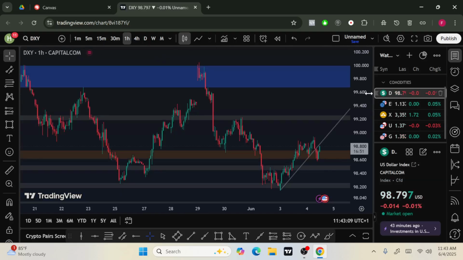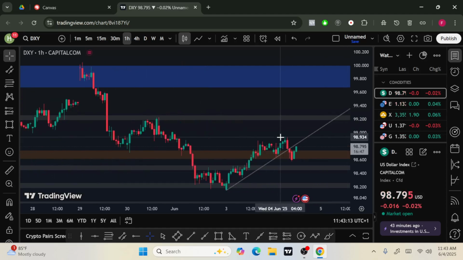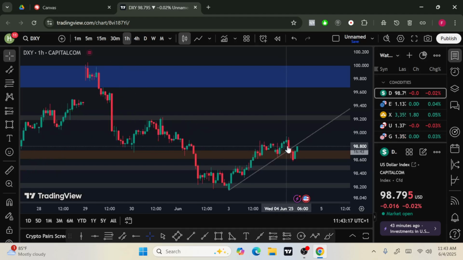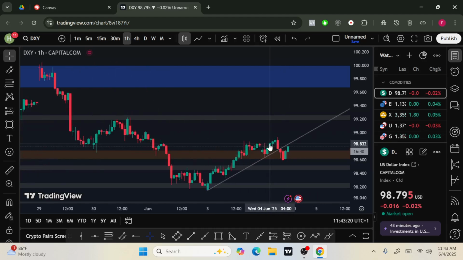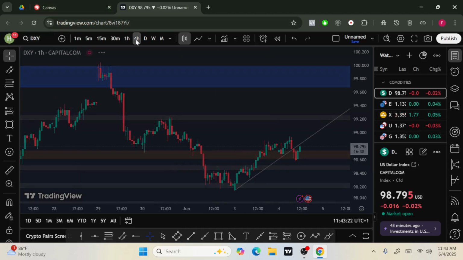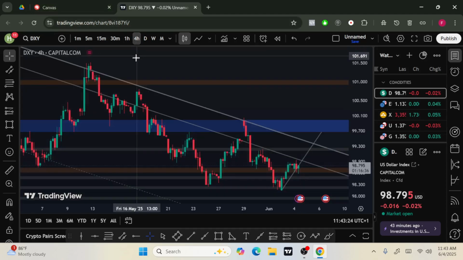What you are doing on your monthly time frame is just for your analysis to know the overall sentiment of the market. Okay. This is DXY.